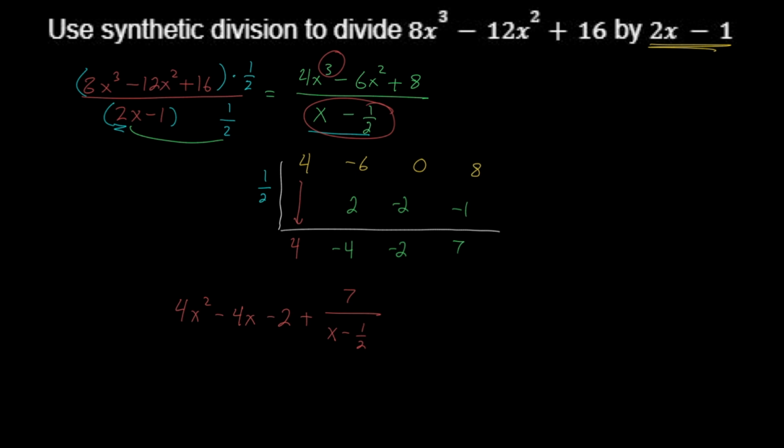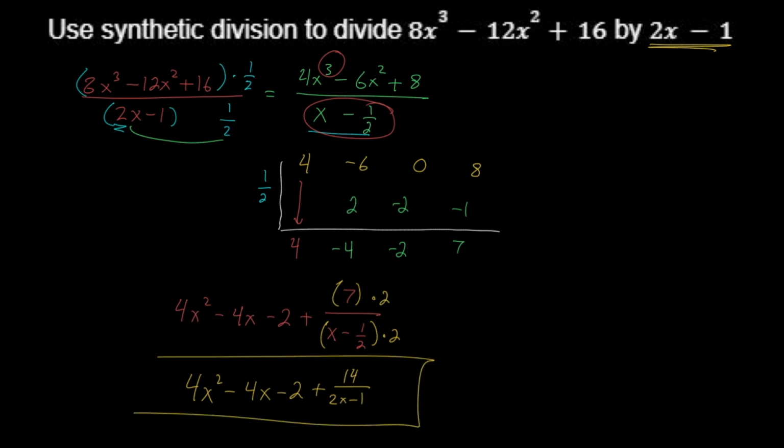So we're going to do the opposite of multiplying by 1/2, which is multiplying by 2, multiplying by its reciprocal. So I'm going to multiply our remainder fraction by 2 on top and bottom, which will turn it into 4x squared minus 4x minus 2, with our remainder being 14 over 2x minus 1. And there we have it for synthetic division.